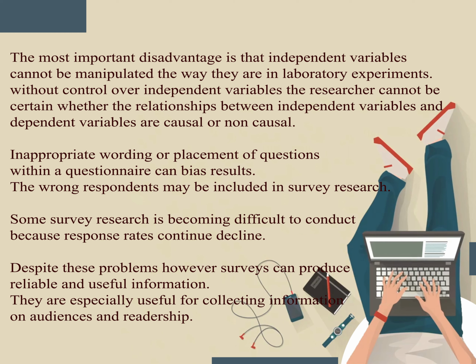Inappropriate wording or placement of questions within a questionnaire can bias results. The questions must be worded and organized unambiguously to collect the desired information. This problem is discussed later. The wrong respondents may be included in survey research. For example, in telephone interviews, a respondent may claim to be between 18 and 25 years old, but in fact be over 30 years old. A mail survey or internet survey may be completed by a teenager when the target respondent is a parent in the household. Some survey research is becoming difficult to conduct because response rates continue to decline.